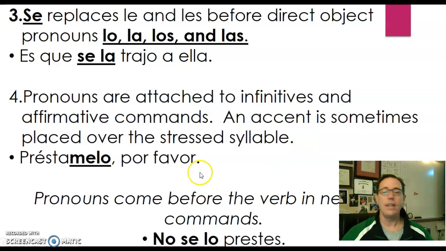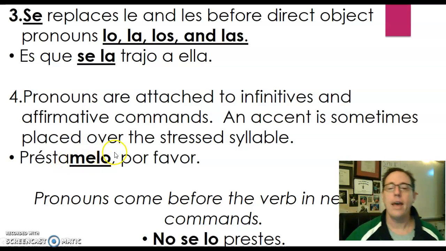For example, if you want to say lend it to me, normally there wouldn't be an accent in prestar. But in this case, since we have a lend it to me, they will sometimes put an accent over that syllable right there. So you speak a little bit louder. So it's préstamelo, and so it's not prestamelo or prestamelo or something like that.